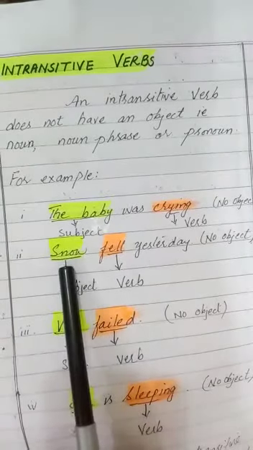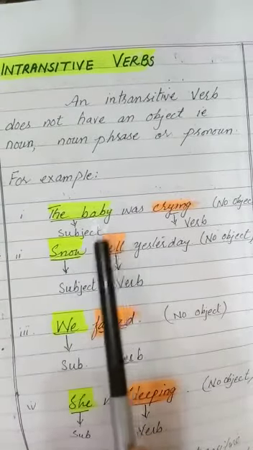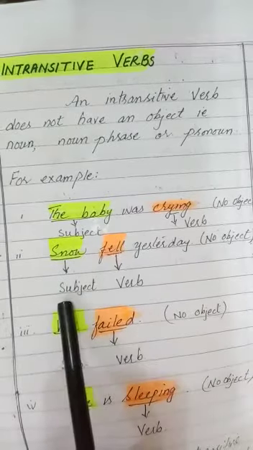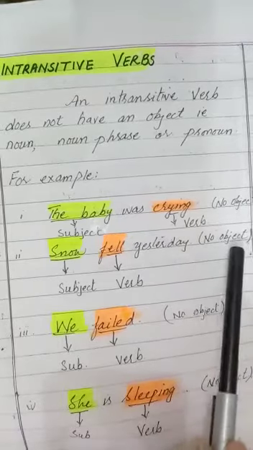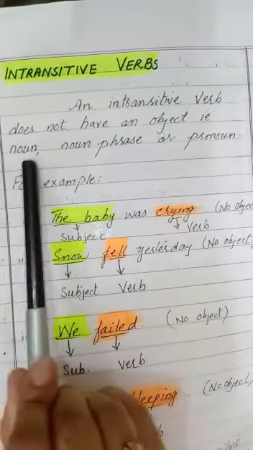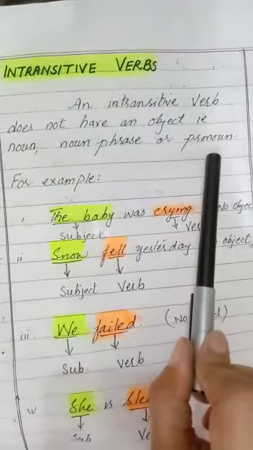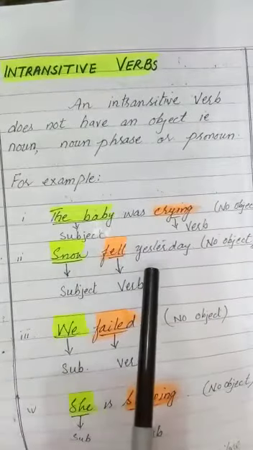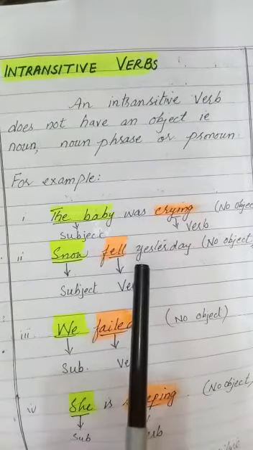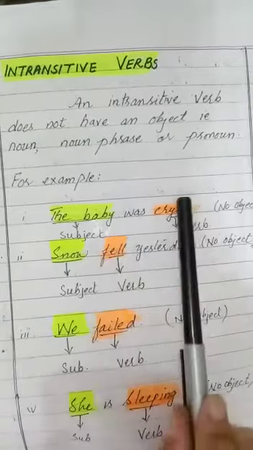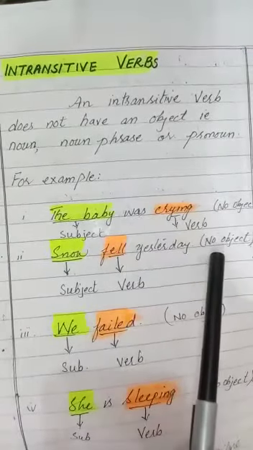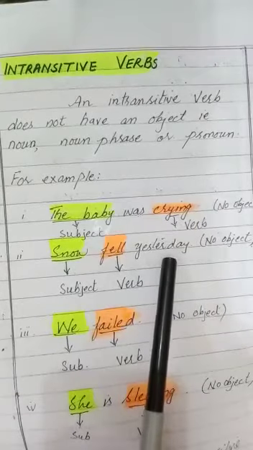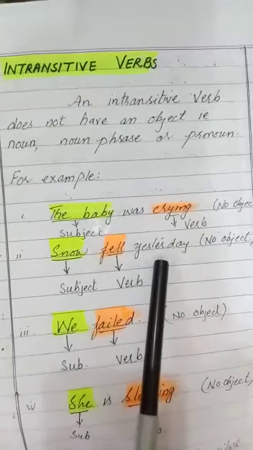Your sentence is: snow fell. Fell is the verb, snow is the subject, and yesterday is an adverb of time, and an adverb of time cannot be called an object because an object will be a noun phrase or pronoun. Clear? So that sentence cannot be called transitive, it is intransitive. This verb is intransitive without an object. Yesterday is not an object, it is an adverb of time.